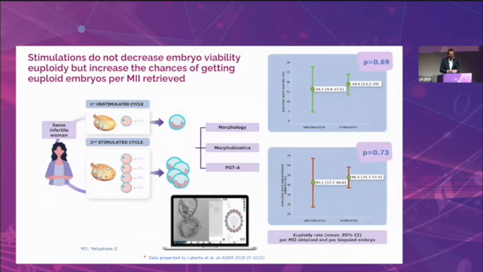We did several studies about the use of stimulation versus natural cycle. This is a study that was published by Elena Labarta again a few years ago, comparing the same patient with a natural cycle or stimulated, in which we basically demonstrate that there was not a higher incidence of aneuploidy. In other words, when you stimulate a patient, you do not increase the risk of obtaining an aneuploid blastocyst.